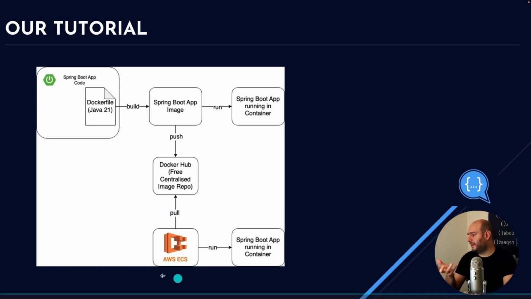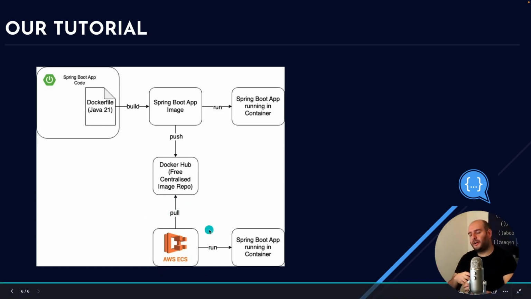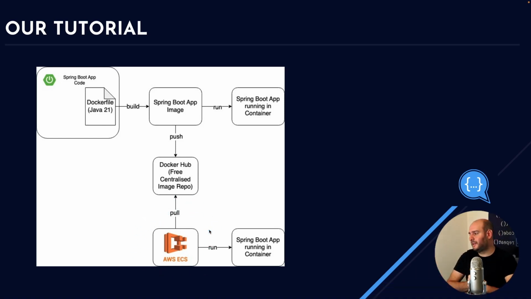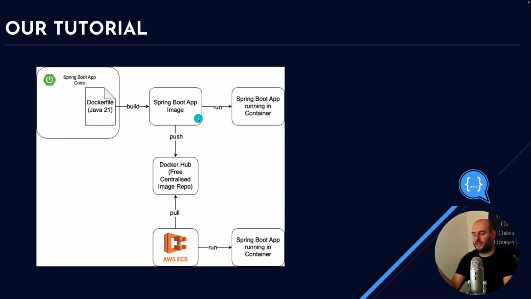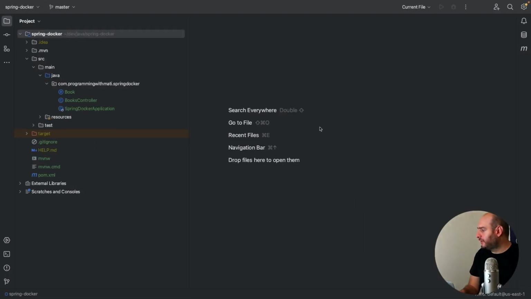I'm not going to explain a lot about how this works and how AWS works here, because that is a whole series of videos. But for now, what I'm going to do is just show you that this works, and that you can run a Docker image in so many different places.